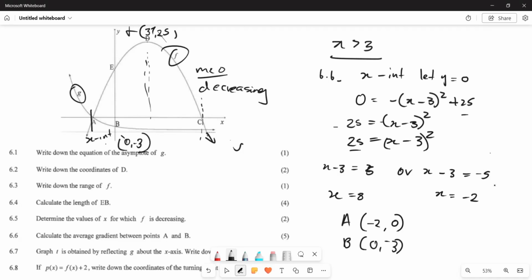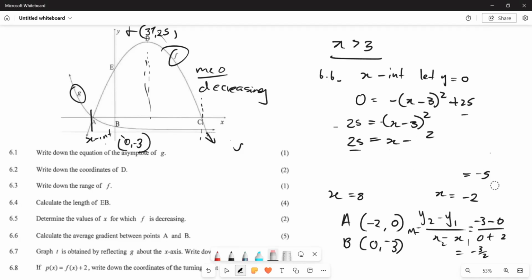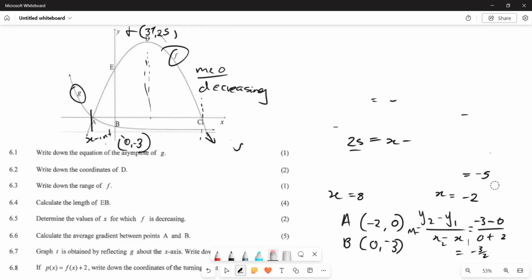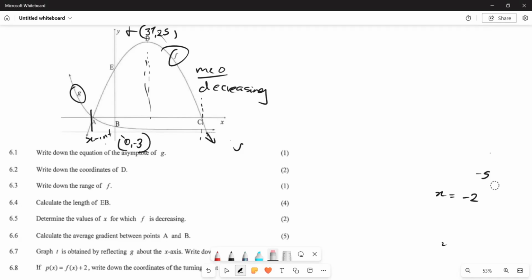You're going to say y2 subtract y1 over x2 subtract x1. That is the formula for our gradient. So this is the same as negative 3 subtract 0, divided by 0 plus 2, and then your answer here is going to be negative 3 over 2. So that is the gradient that you are going to have there. Hopefully this makes sense. Now let's move swiftly along to the next question and see what we are required to do.